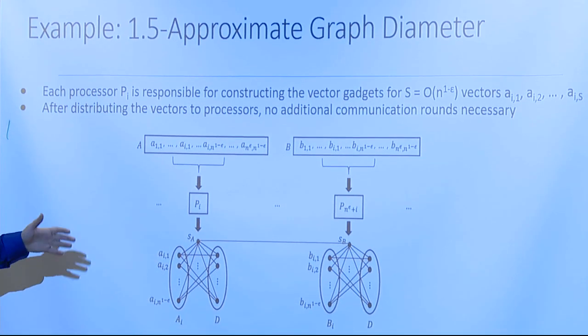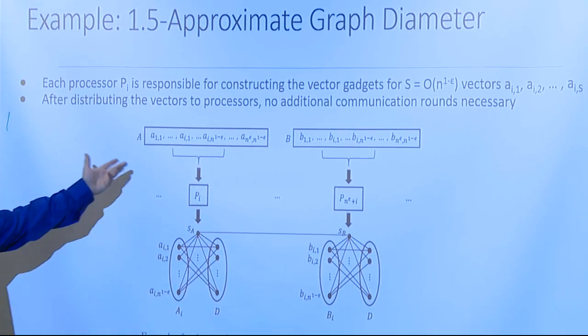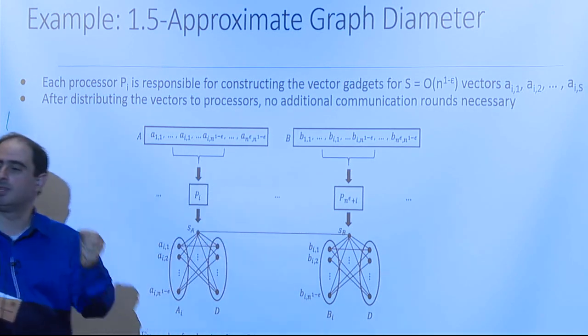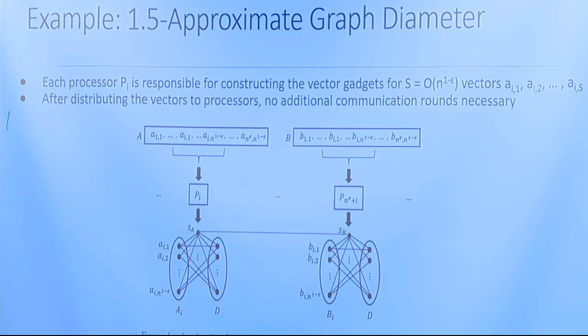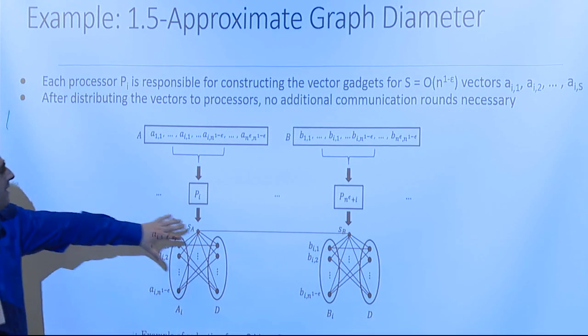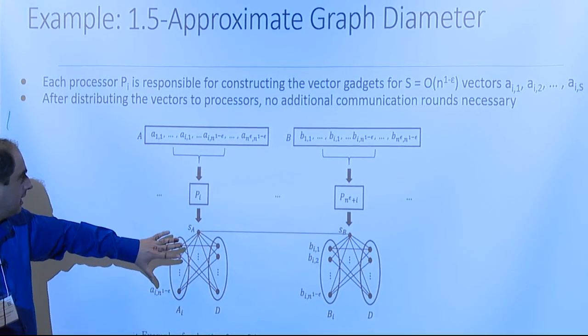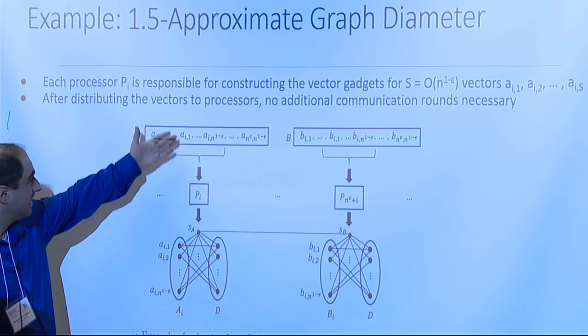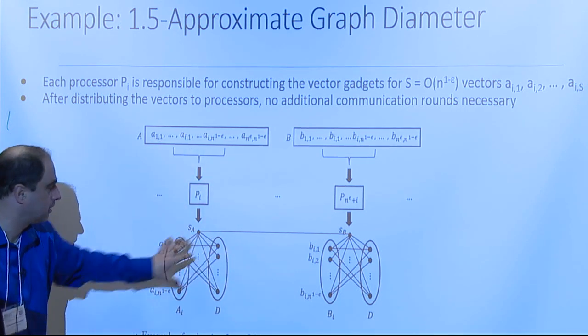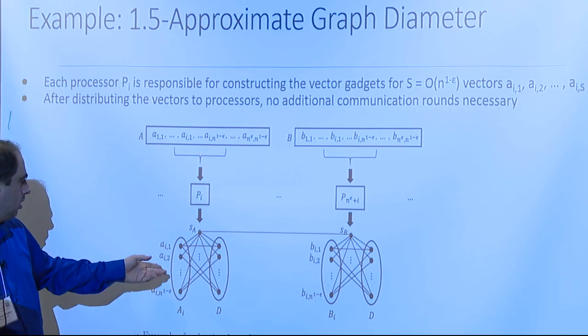This is just one example that I have mentioned for diameter. It's a simple one. If you have these vectors in set A and set B, you want to see whether there is a vector from A and a vector from B whose dot product is 0. How do you do that? This is a very simple reduction. You can turn this problem into a diameter problem.